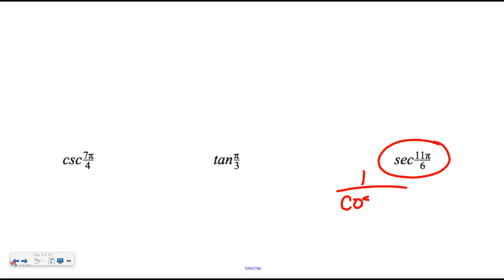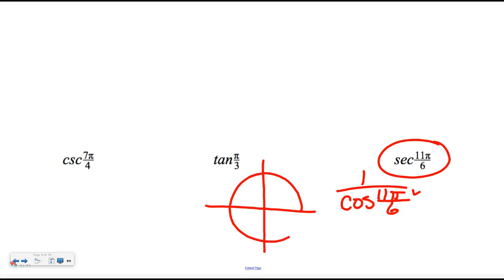Secant will be 1 over cosine, which means I need to find this angle on my unit circle, think of the x value there, and reciprocate it. So let's go to my helper circle. 11 pi over 6 is almost 12 pi over 6. So it's just like 1/6 pi away from completing the whole circle. I go all the way around to here. It's got the exact same coordinates as this guy, except for the signs. So again, the way I remember the 1/6 is there's always a half in the far right, or the sine of 30 degrees is a half.